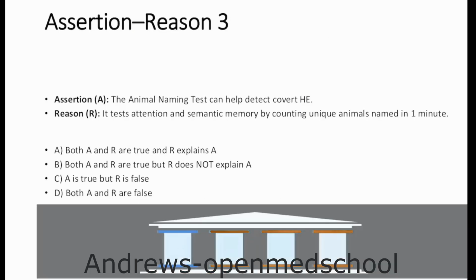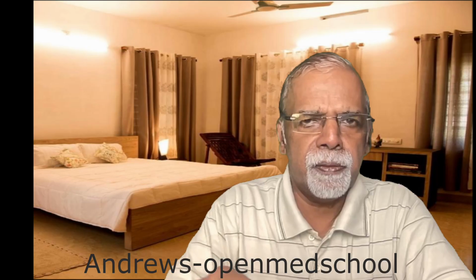Assertion reason. The animal naming test can help to detect covert hepatic encephalopathy. Reason: it tests attention and semantic memory by counting unique animals named in 1 minute. You ask the patient to count the number of animals they are able to name within 1 minute. The assertion is correct. Reason is also correct.